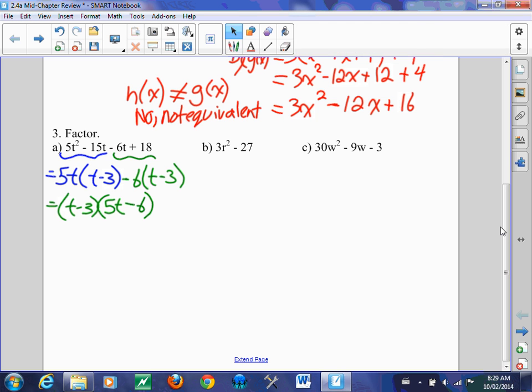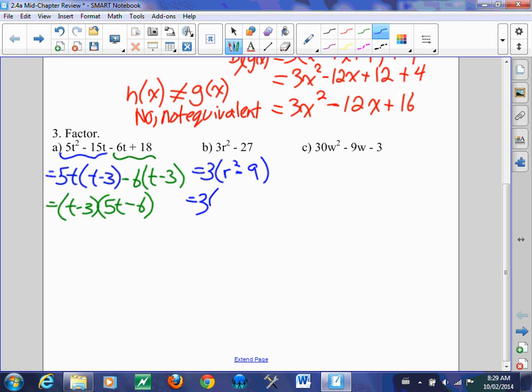Looking at B, it looks like a difference of squares, but it's not a perfect square, so we need to look to common factor first. We notice that 3 goes into both, so it's going to be r squared minus 9. Then we do our difference of squares, so we put a positive and a negative, and it doesn't matter where you go. The square root of r squared is r, the square root of 9 is 3. And there we have it in factored form.